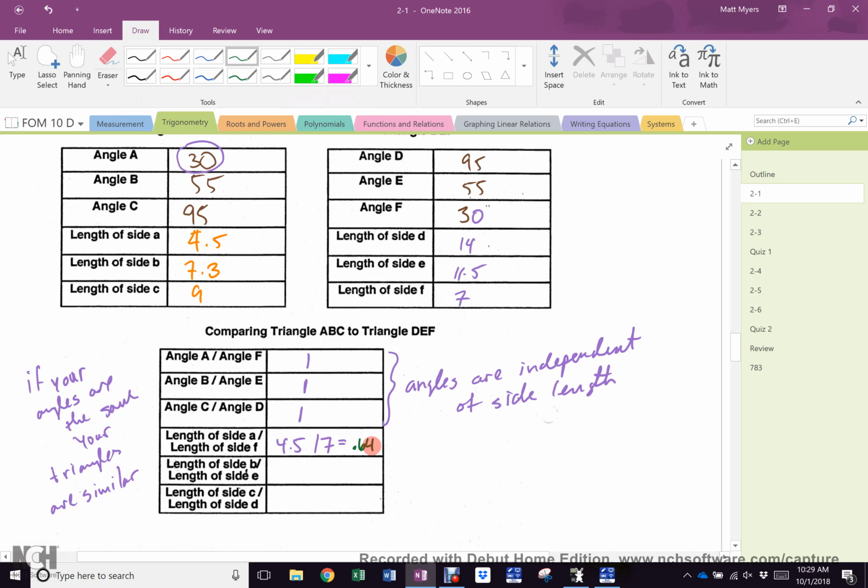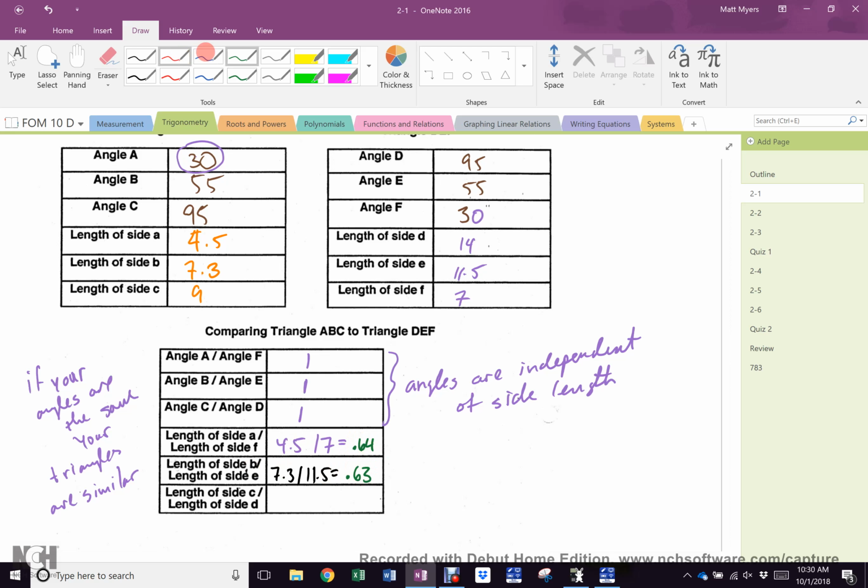0.64. Okay? Everyone agree? Now, let's compare B and E, because they're in the same position on the triangle. B is 7.3 divided by E, 11.5. What do you get? 0.63. You're intelligent young people. All the angles are the same, and when I compared the two sides, we got almost the same decimal.